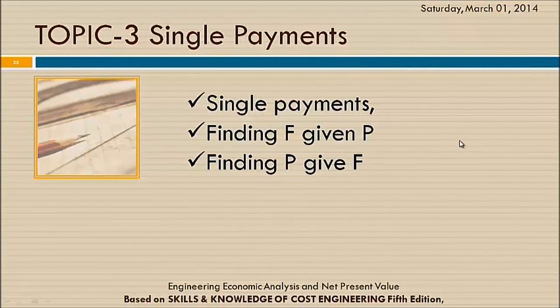We stopped before at topic number 3, single payments. So now we are going to discuss more about single payments, and we are going to find the future value given the present value, or we can also find the present value given the future value. Topic number 3 is just about single payment, which is one payment that happens at the end of a period, for example, the end of the first year, or the second year, or the third year. So it's a one-time payment, not a series of payments.